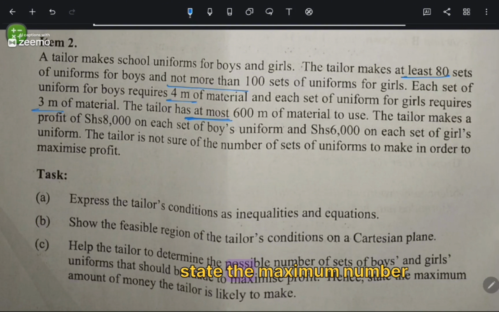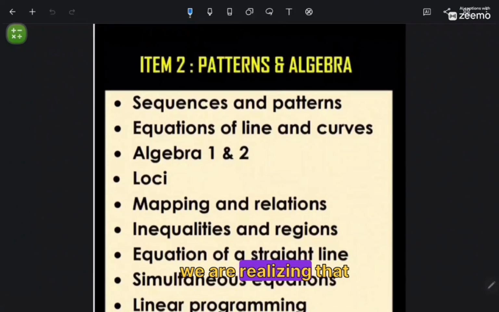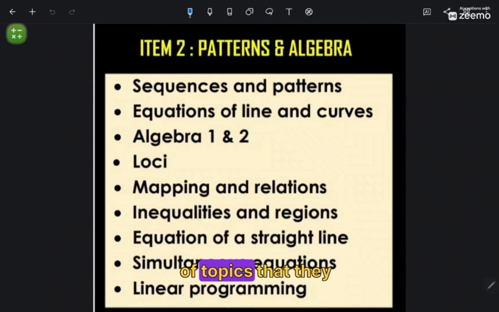Hence, state the maximum amount of money the tailor is likely to make. So when we look at this scenario here, we are realizing that there are a number of topics that they have combined together in order to come up with item 2.